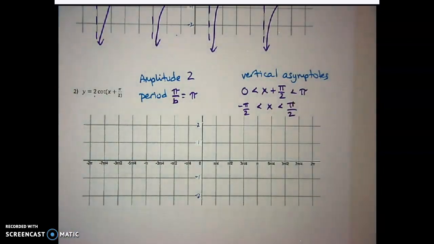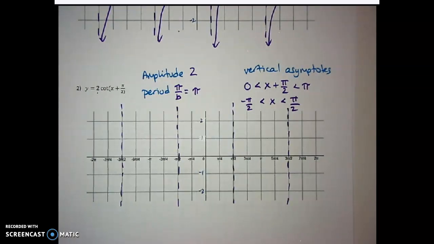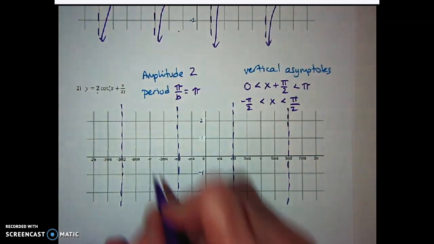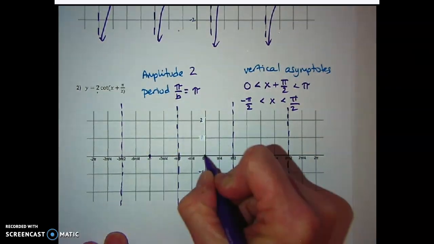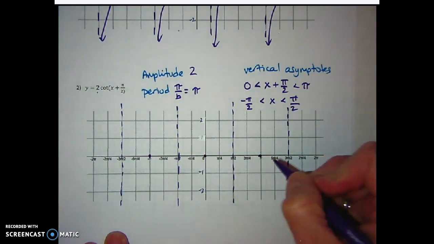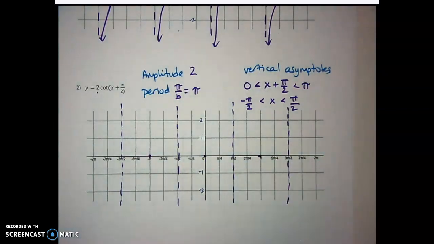Go ahead and graph those asymptotes in and see if you can graph the rest of your cotangent graph. So there I have my asymptotes drawn. Halfway between the asymptotes is where it crosses the x-axis. And then I need to graph in my amplitude of 2. So I have those points graphed in. And because of the relationship of this graph, it's going to look like a straight line, but do your best to kind of draw in a swoop.